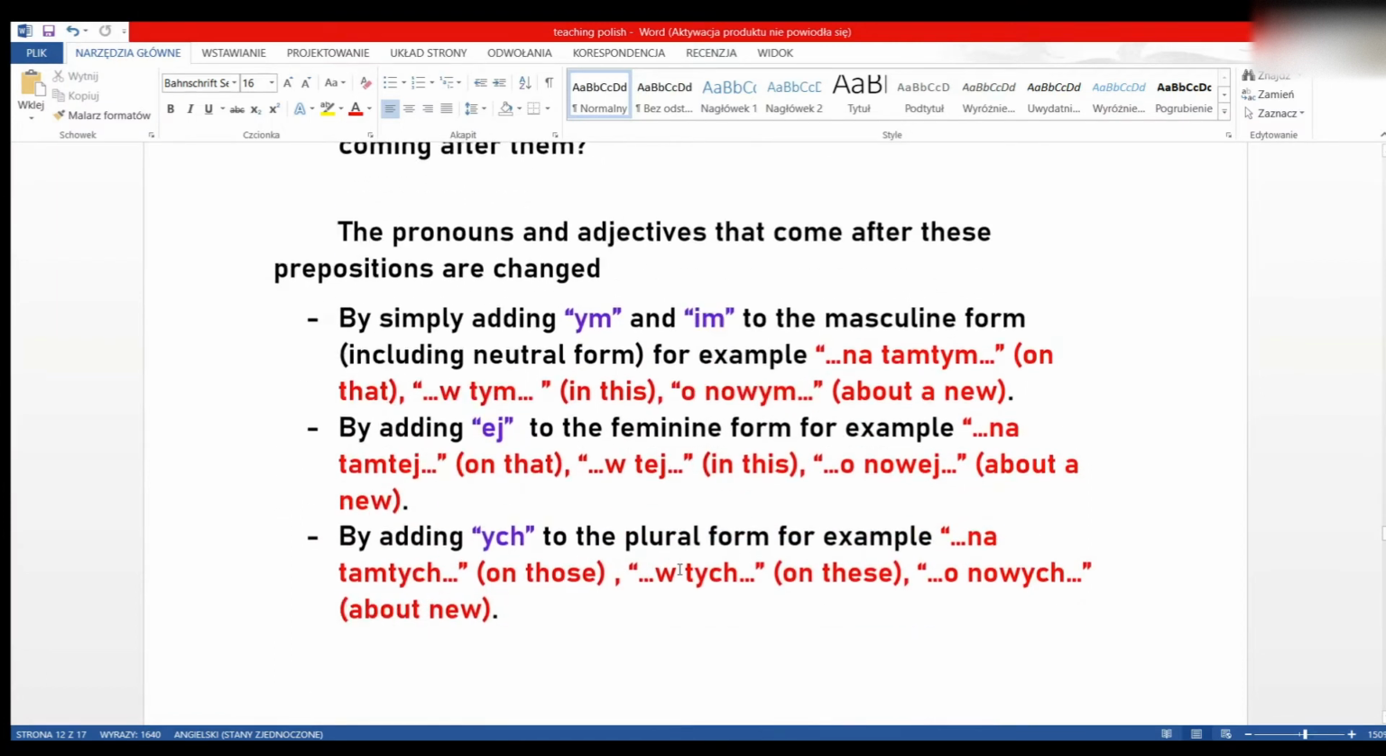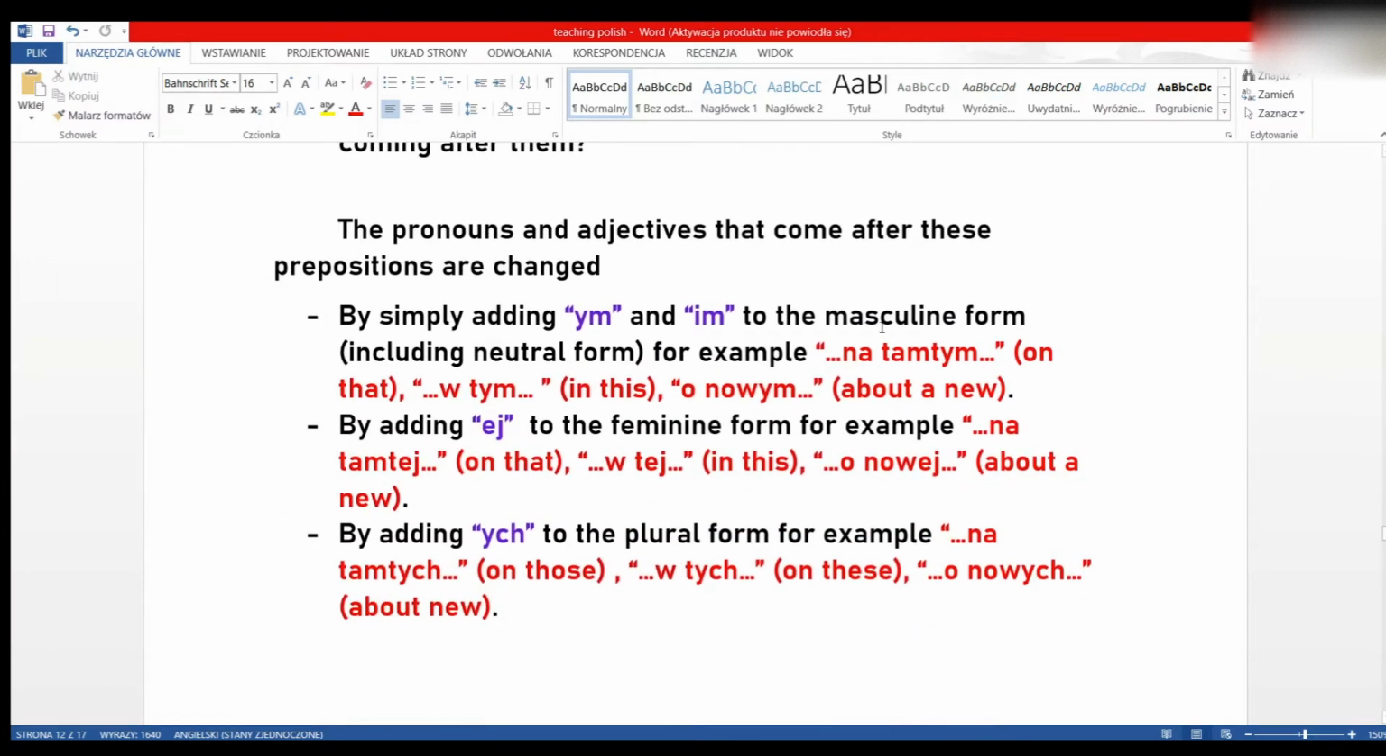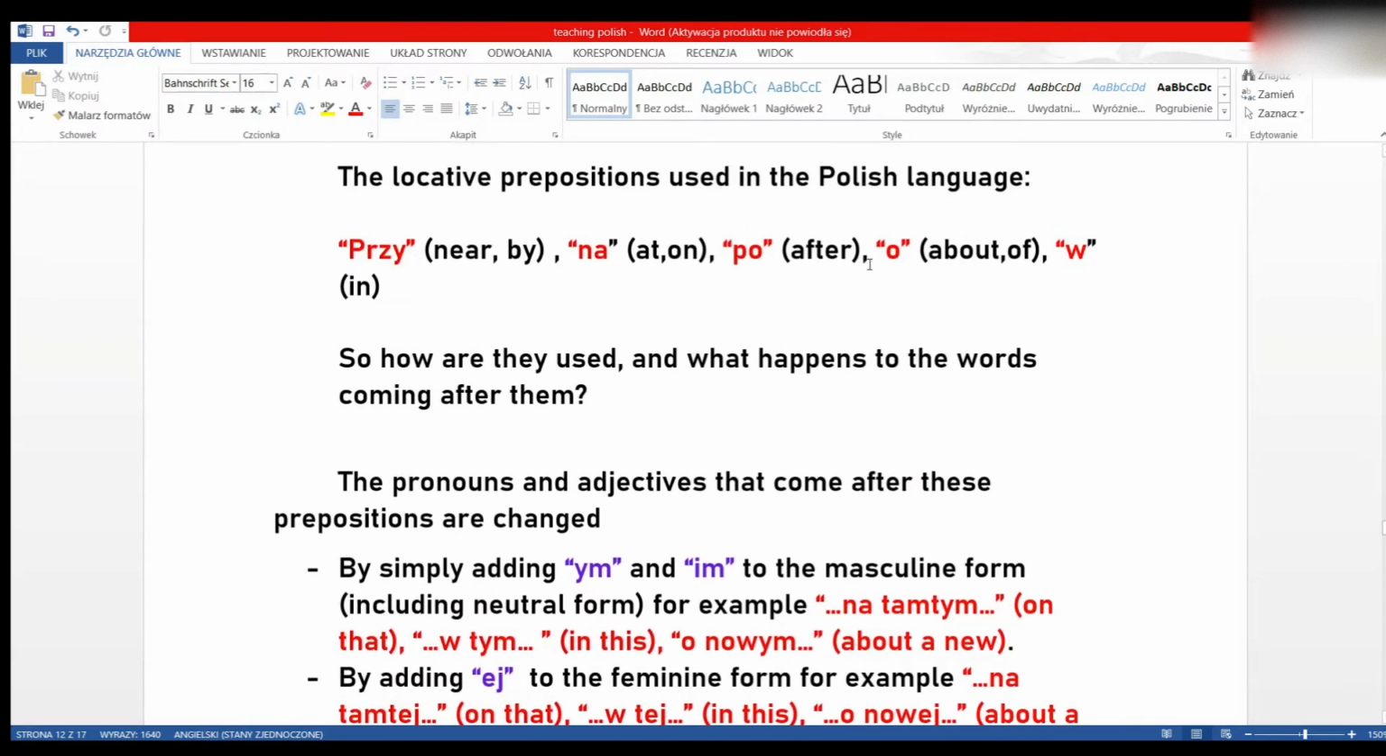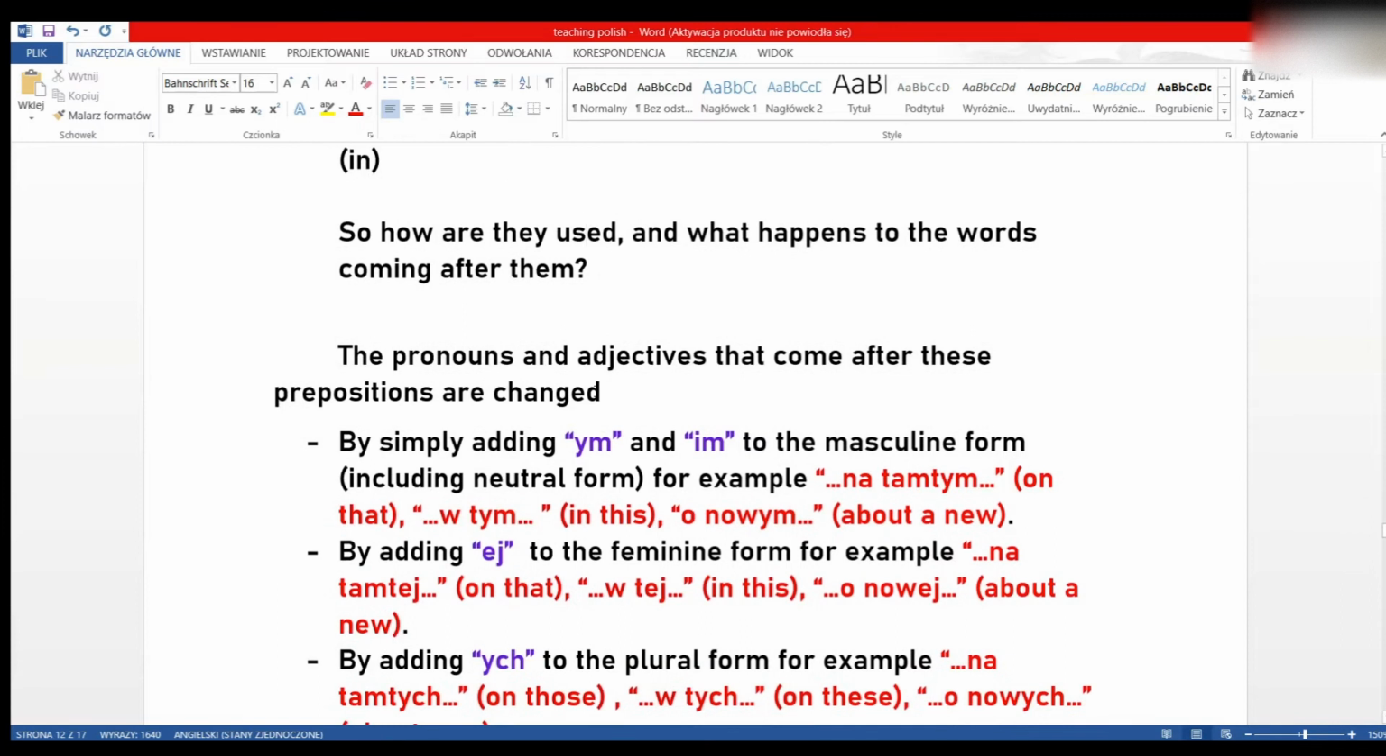You might be familiar with this, however I'm going to repeat it again. By simply adding ym, which is im, to the masculine form, including the neutral form, of course, because I'm always talking about masculine and neutral at the same time, we can change the pronouns or the adjectives that come after the words przy, na, po, o, w, which indicate a locative aspect in Polish.